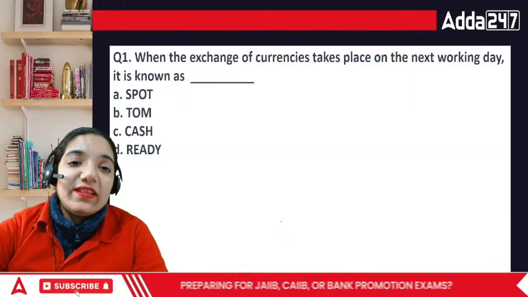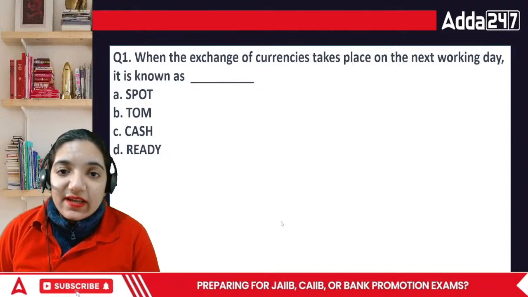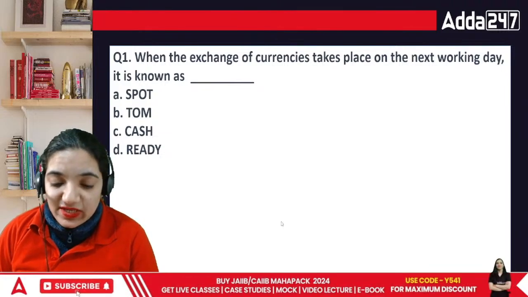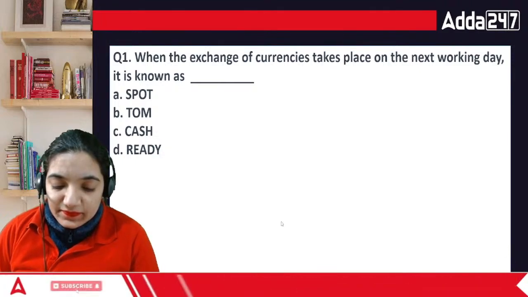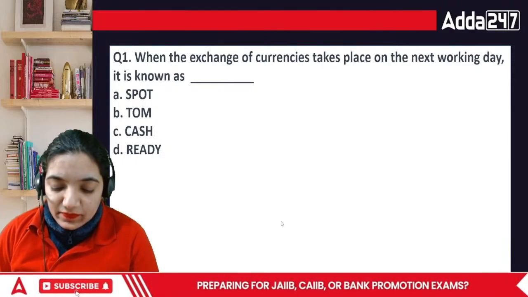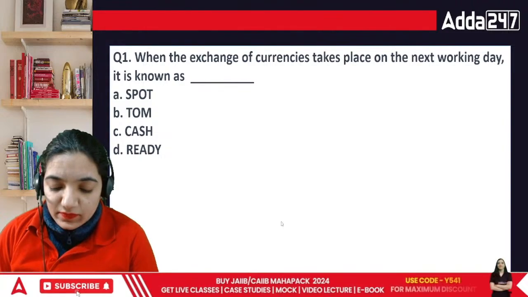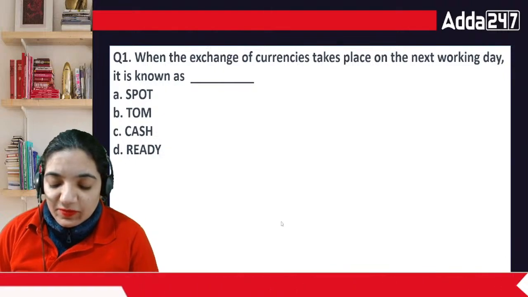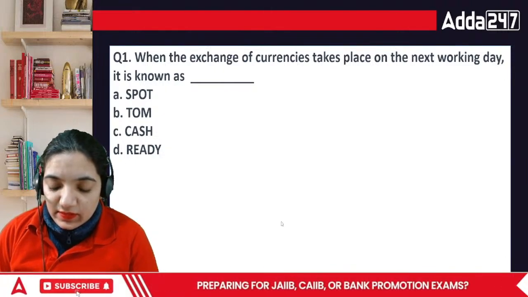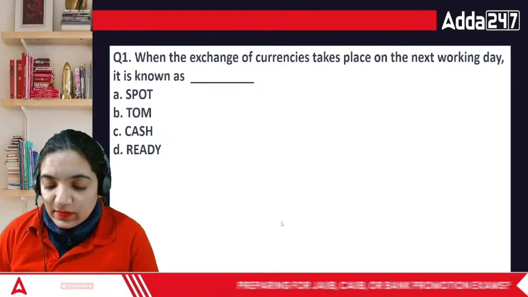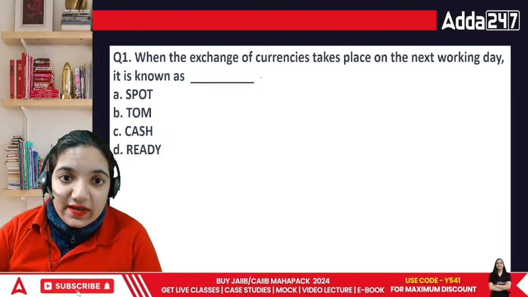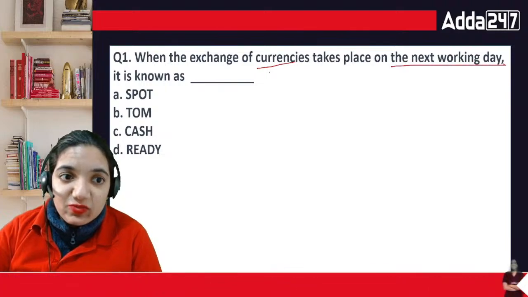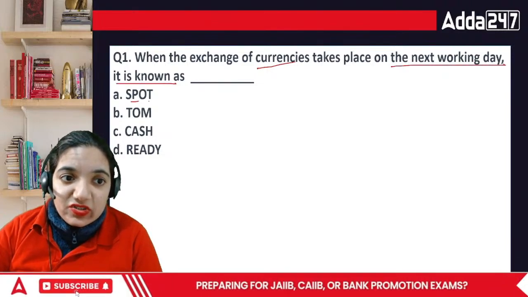When the exchange of the currencies takes place on the next working day, it is known as, what will it be called, everyone? What will it be called? When the exchange of the currencies takes place on the next working day, it is known as spot, TOM, cash, or ready.